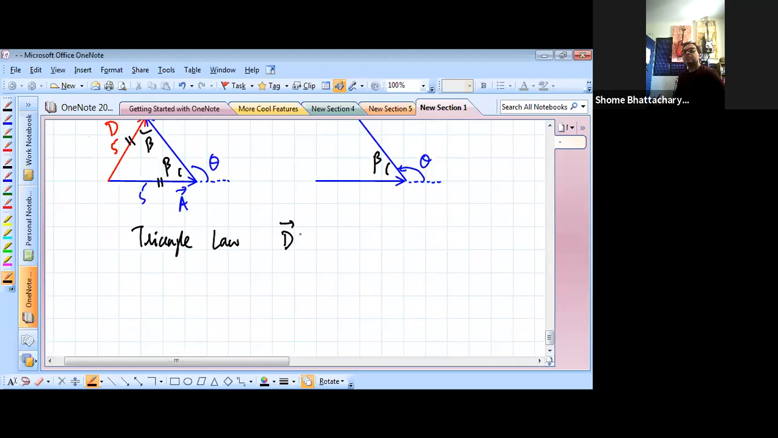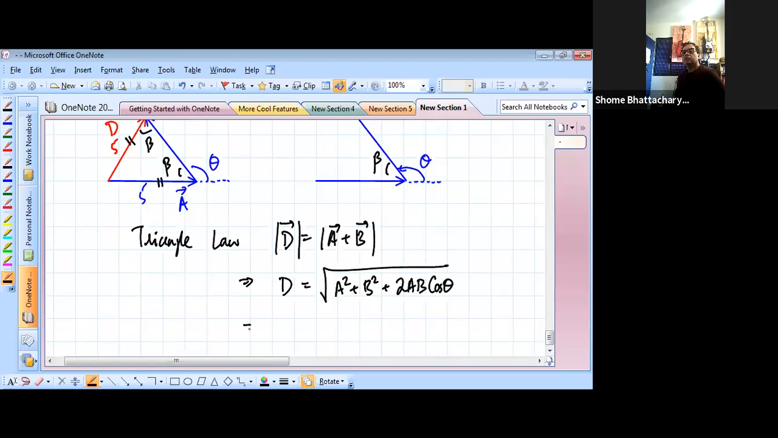If D is the sum of A plus B, then the magnitude of D is equal to the magnitude of A plus B. So the root of A square plus B square plus 2AB cos theta. The magnitude of D is 5. Magnitude of A is 5.